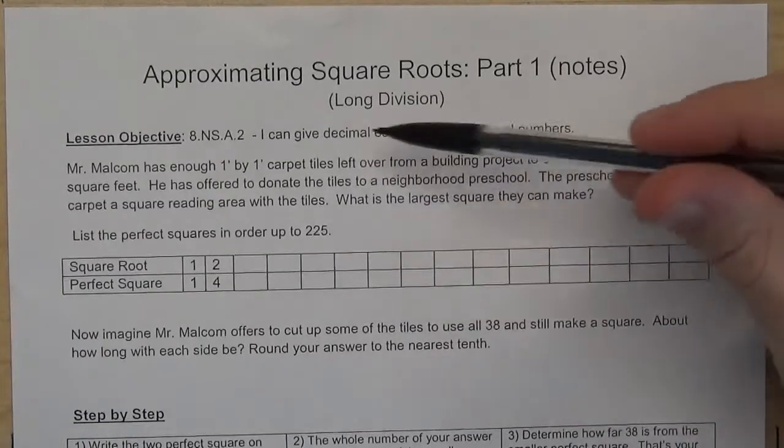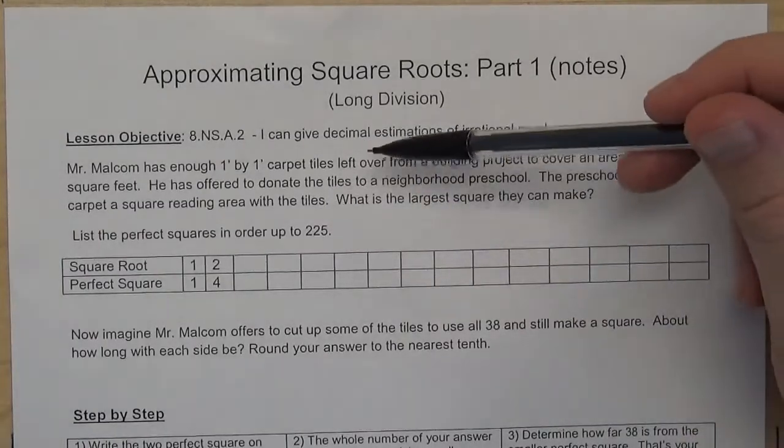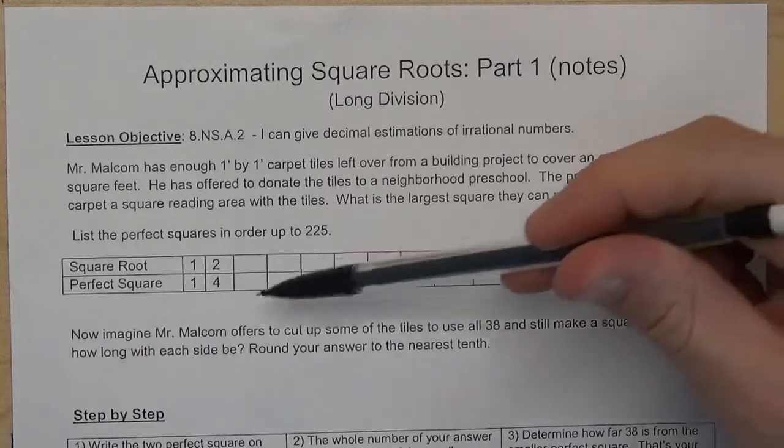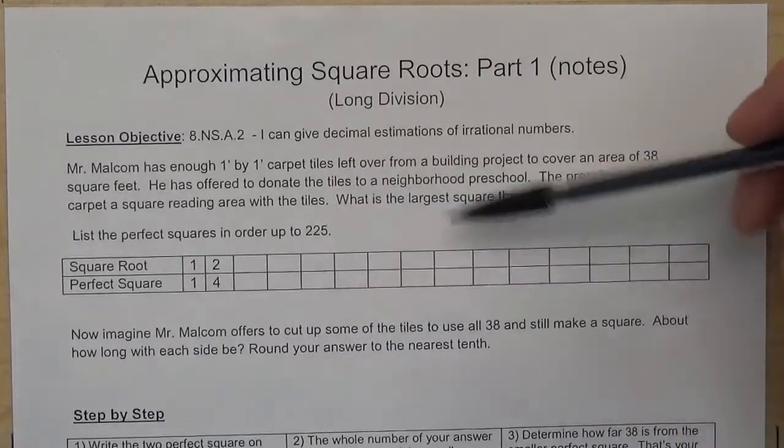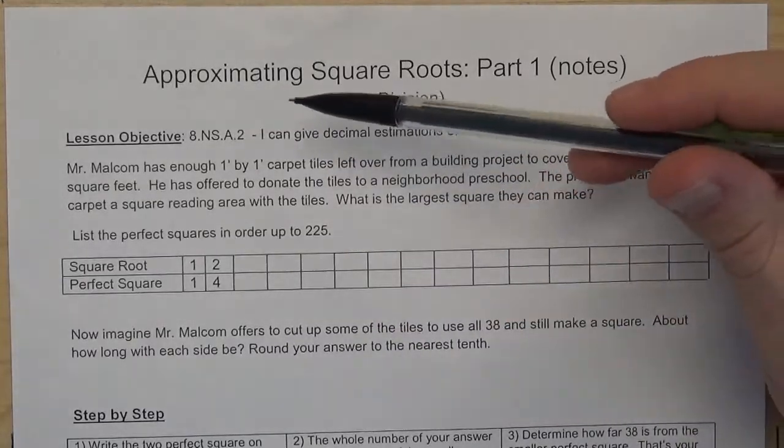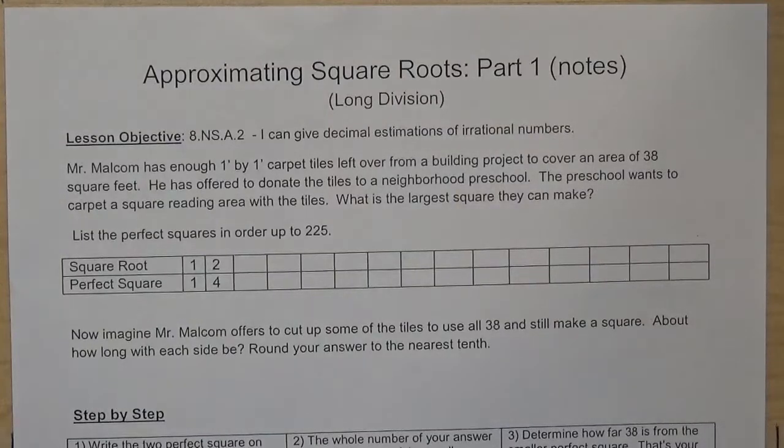So we've got this problem that we talked about already in class, but we've got a little bit of a different extension to it here at the bottom that we'll get to. The problem says Mr. Malcolm has enough 1 foot by 1 foot carpet tiles left over from a building project to cover an area of 38 square feet. So he's got 38 of these carpet tiles. He's offered to donate the tiles to a neighborhood preschool. The preschool wants to make a square reading area with the tiles. What is the largest square from these tiles they can make?